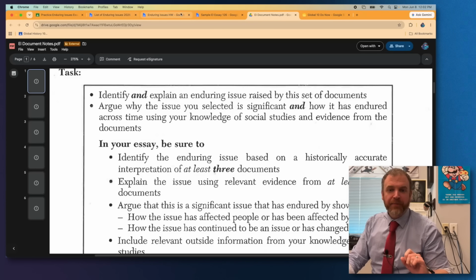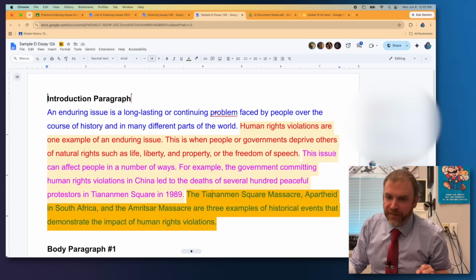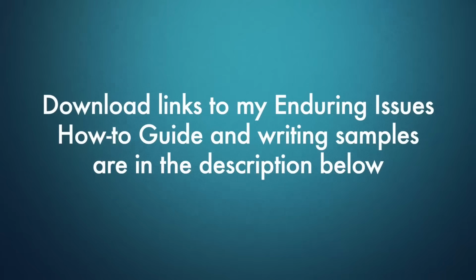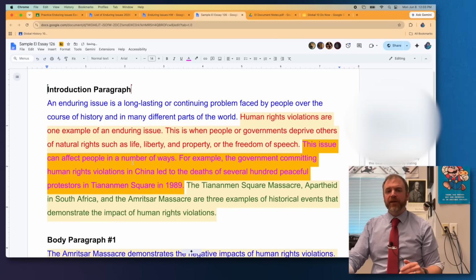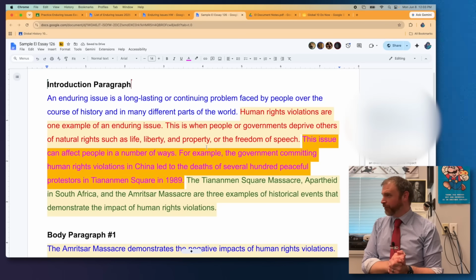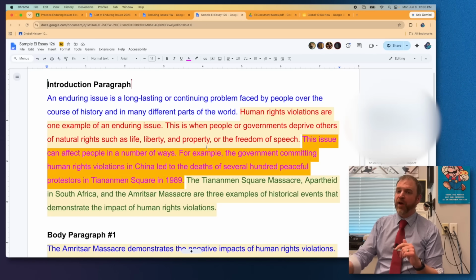So another thing that I posted for you guys is this sample enduring issues essay that I wrote, okay? And you're going to probably want to consult with this a little bit later on. So let's talk about it, okay? What we have here is an example introduction paragraph. I'm trying to show you guys what belongs in these body paragraphs and how to best maybe structure your thoughts.